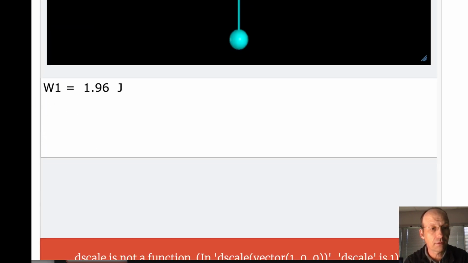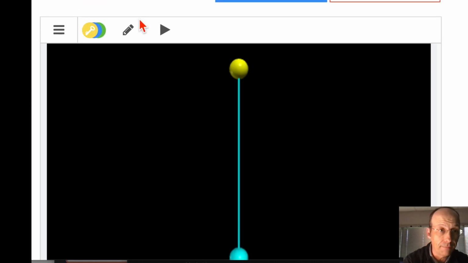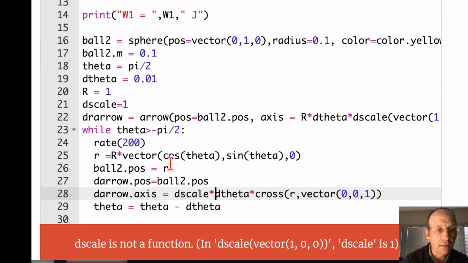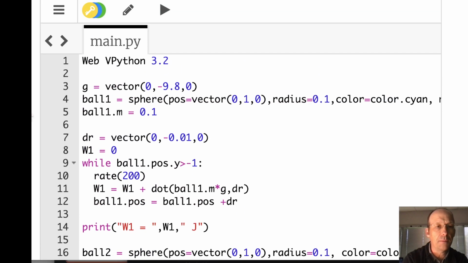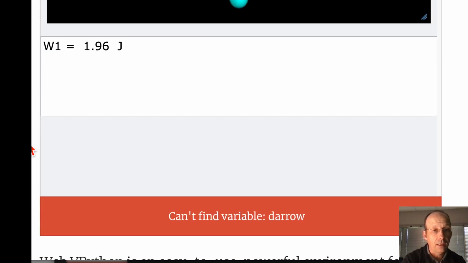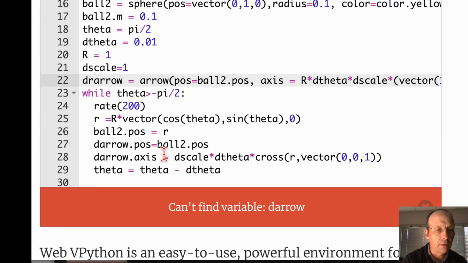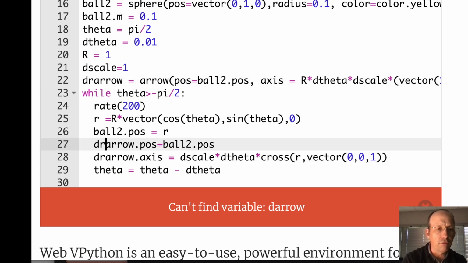And it did not work. D-scale is not a function because I didn't include the multiplication sign. Common mistake. D-scale, where'd I put it? D-scale right there, times. I could have done the same calculation for d-scale the first time I created it, but I didn't. I messed up again. Can't find variable d arrow. What did I call it? Dr arrow.